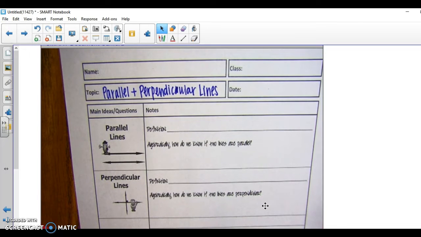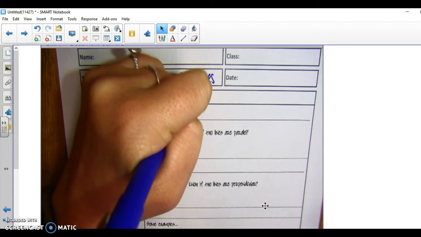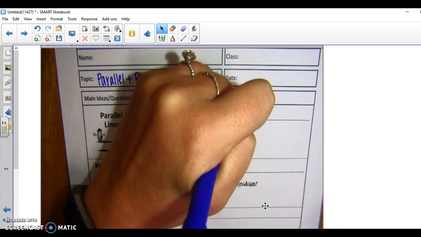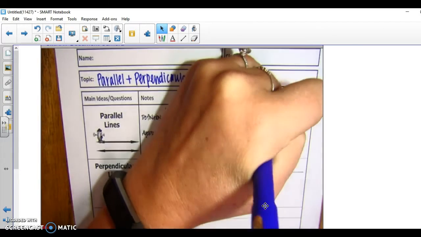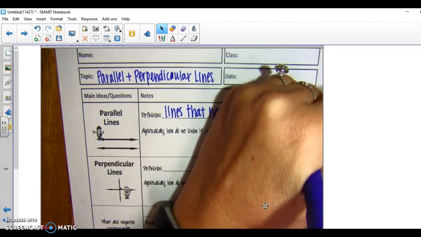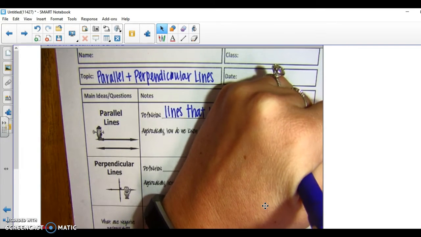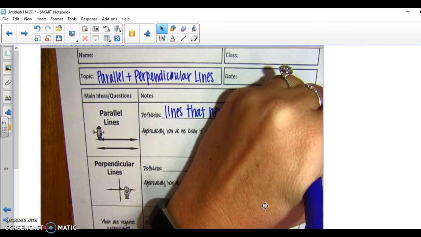So, a parallel line is, or parallel lines are lines that never intersect. So, this means that if we had a graph, we would have two lines that are never going to touch. So that would look like this. So let's say it was like this. So we could have a line up here, and we could have a line here. Okay?